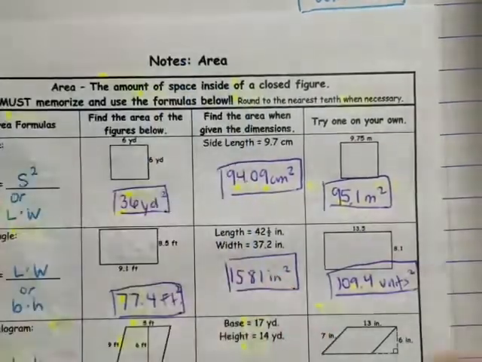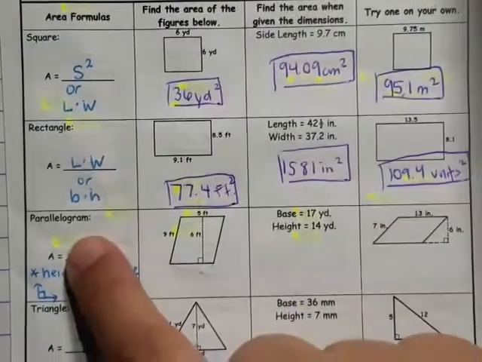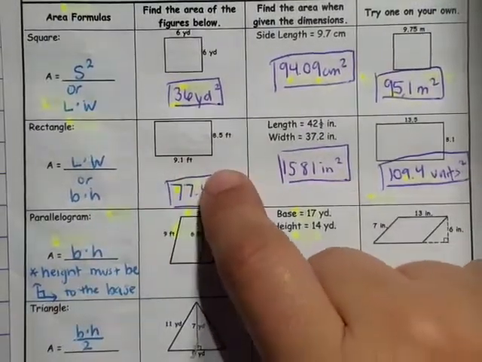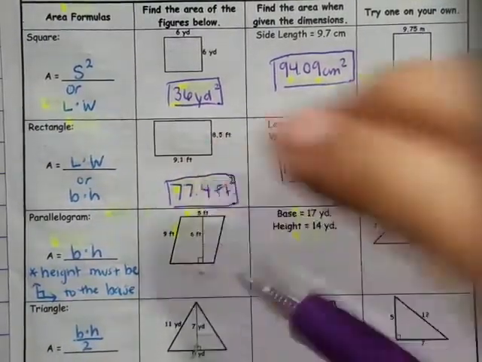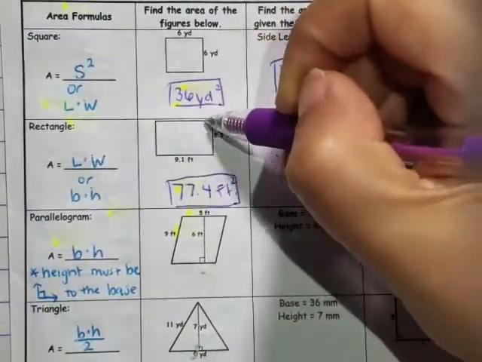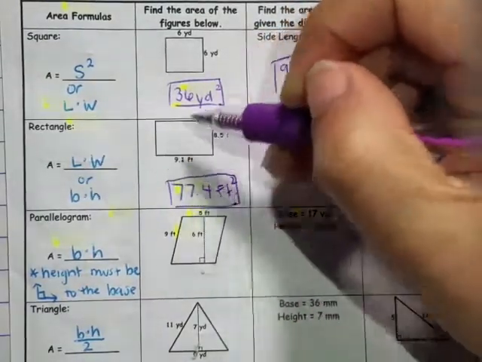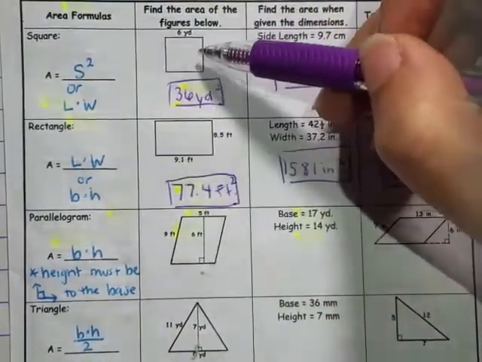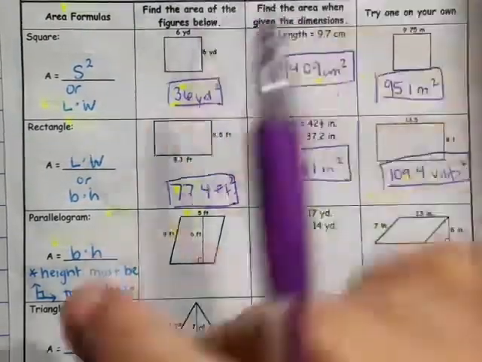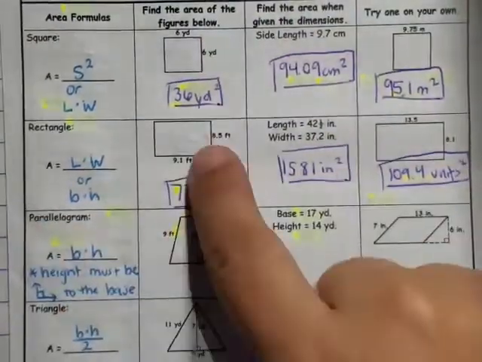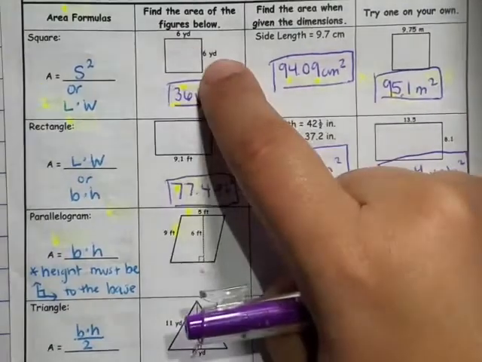Okay. Now moving on to a parallelogram. Rectangles are parallelograms. They're just a special parallelogram because all 4 of the vertices have a right angle, and squares are a special rectangle because all the sides are the same. So a parallelogram is connected to a rectangle, which is then connected to a square.